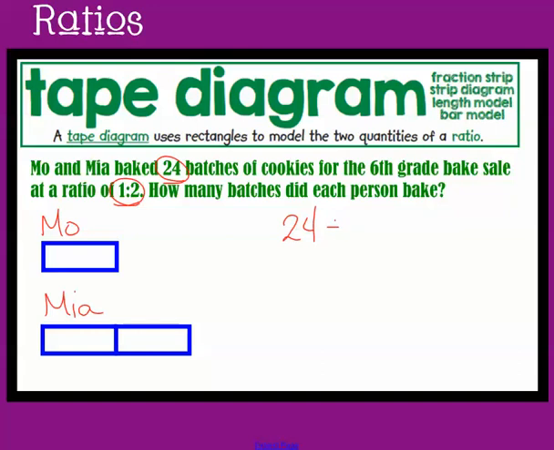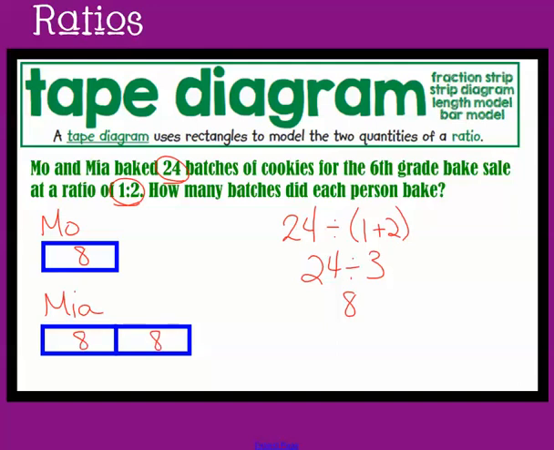We're going to divide by the number of parts that we need. So we need to consider the 1 part for Mo, the 2 parts for Mia, which means we're going to do 24 divided by 3, which is 8. That means each part is representing 8 batches. So we have 8 batches for Mo, 8 and 8 batches for Mia.